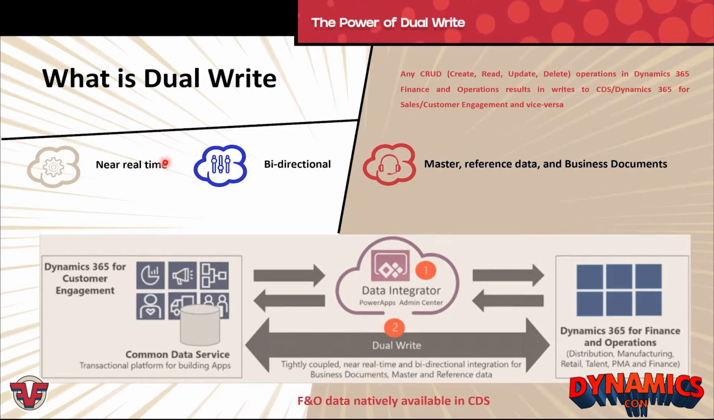It's near real time. It's a brief introduction about dual write here. It is bi-directional. As you can see in the picture here, whatever data gets created in Finance and Operations will pass to the CE, and whatever data gets created in CE will be created in F&O.